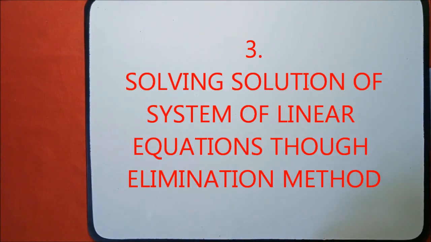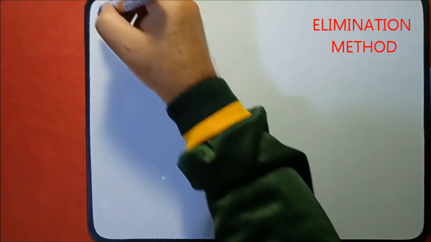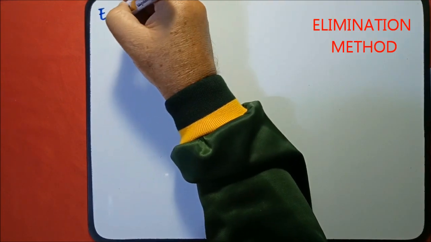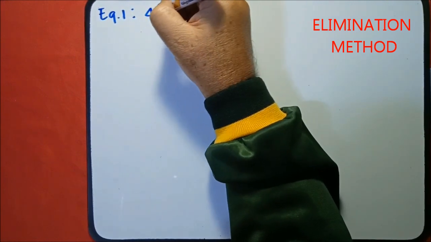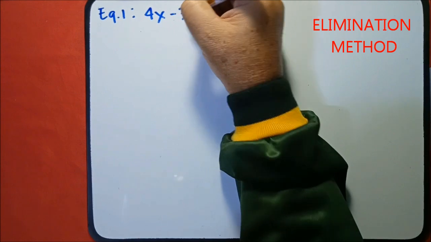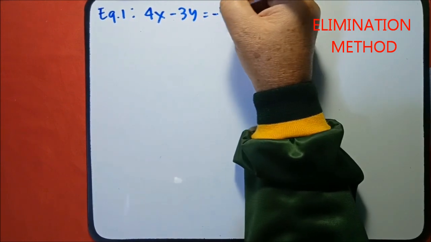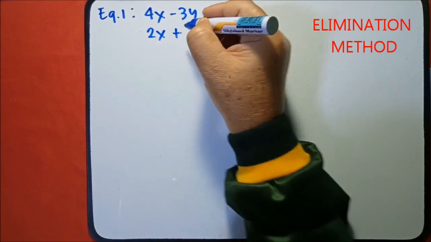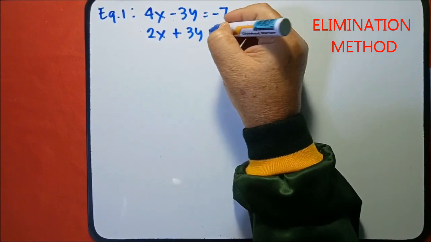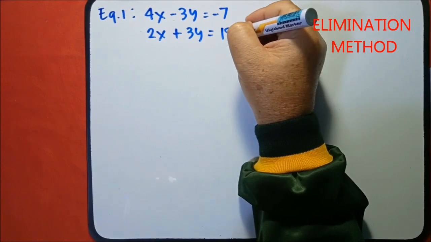Okay, there is another way of solving the system of linear equation. Solving the solution to the system of linear equations. Okay, so let us try elimination method. Example number 1, equation number 1, 4x minus 3y is equals to negative 7. 2x plus 3y is equals to 19.